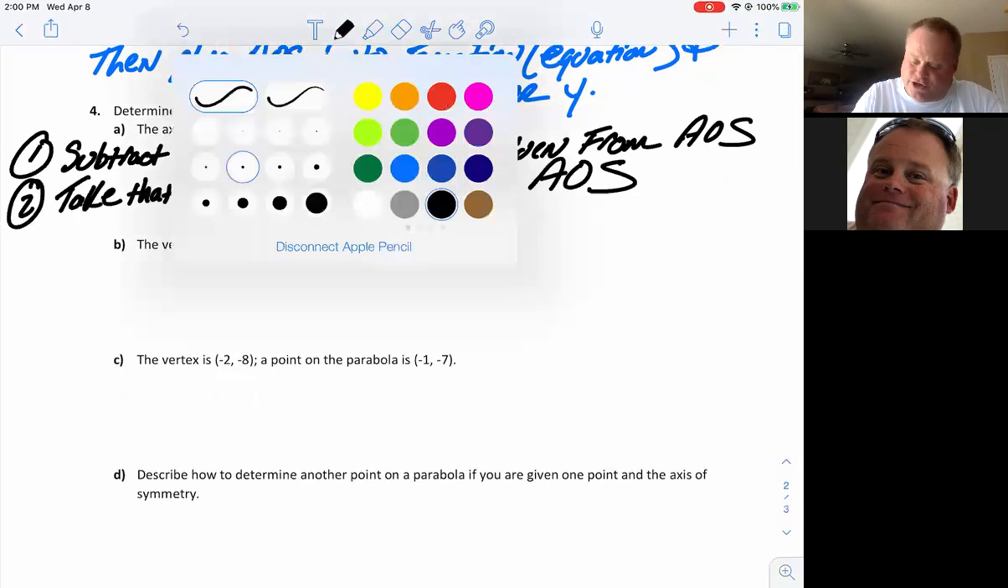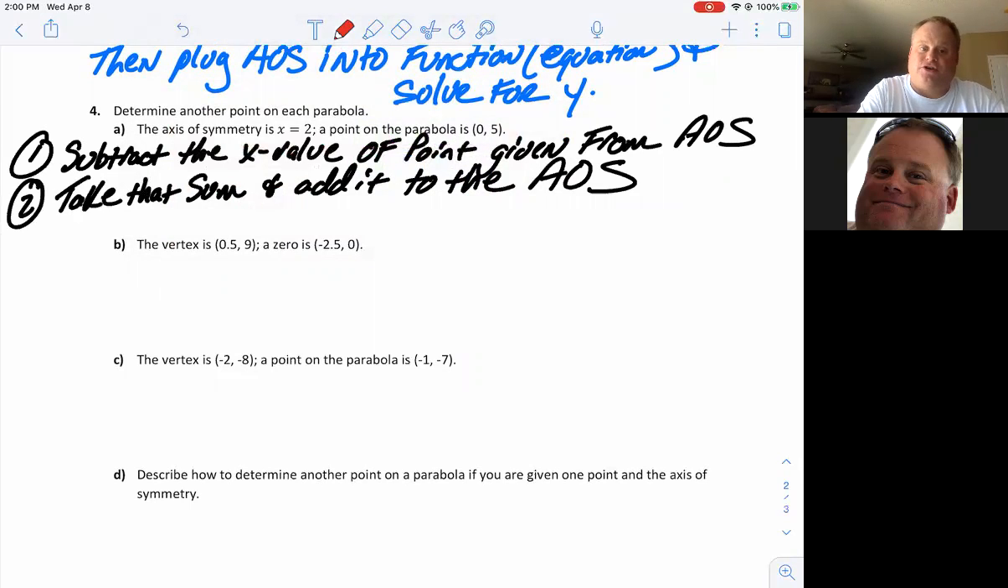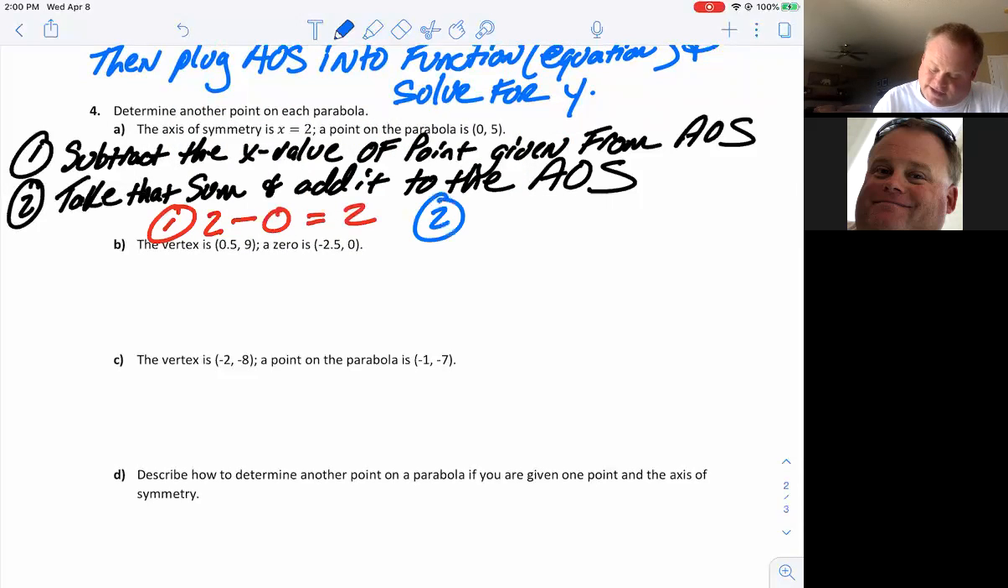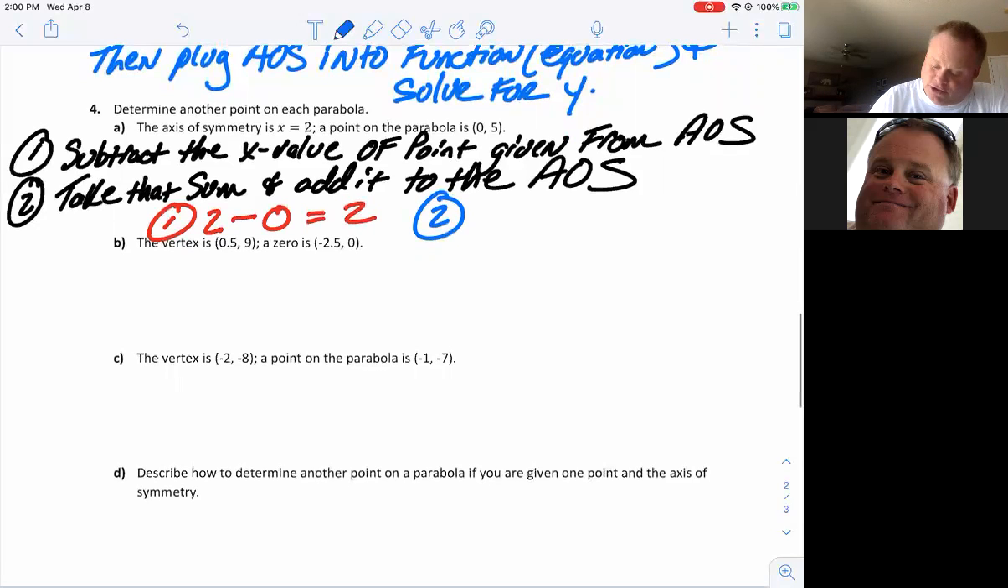Now, a lot of times this is easier to see by doing it. So I'm going to do step 1 right here in red, right below, and I've labeled it 1. Subtract the x value of the point given from AOS. My AOS is 2. I'm going to subtract the x value of the point from it, 0. That is 2. Very easy. Now step 2. I'll do it in blue so you can see it. Take that sum, 2, and add it to the AOS. 2 plus 2 is 4, right?